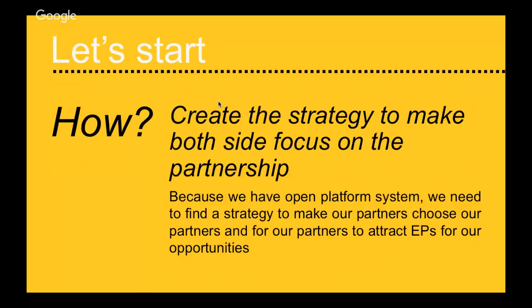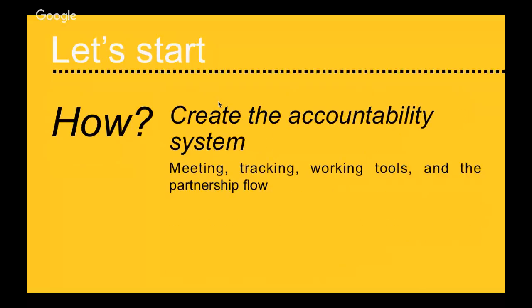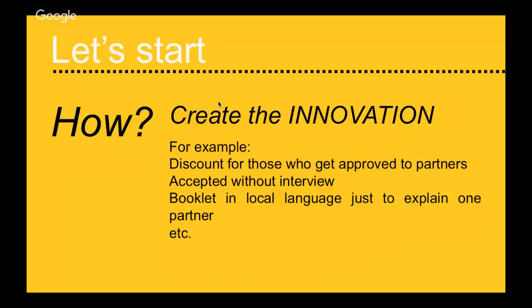With those LCs you have approached, you need to create the strategy to make both sides focus on the partnership. Because we have an open platform system, we need to find a strategy to make our partners choose our opportunities and for our partners to attract EPs for our opportunities. And of course, we need to create an accountability system. So how often will we meet? What will be the system of tracking? Which working tools will we be using? And what will be the flow of our partnership?